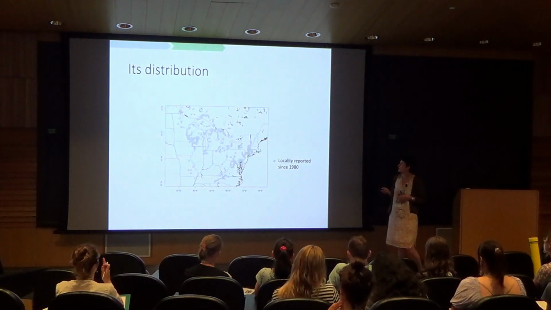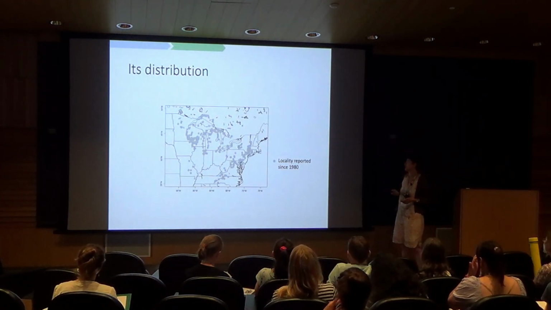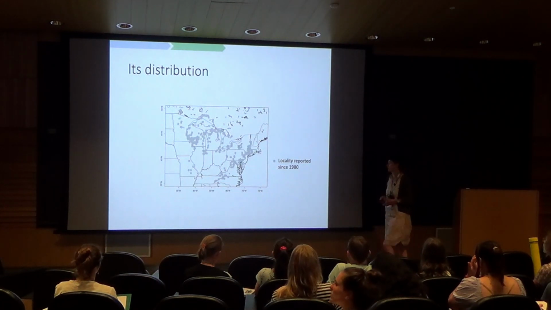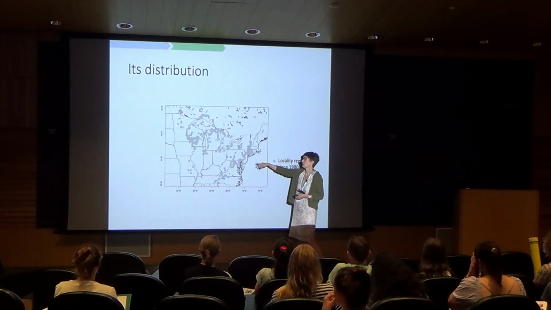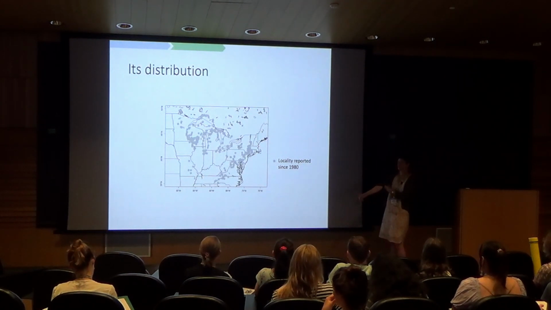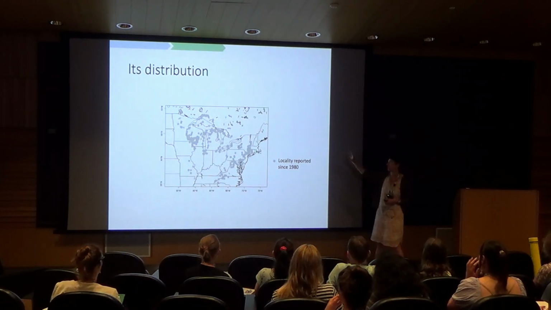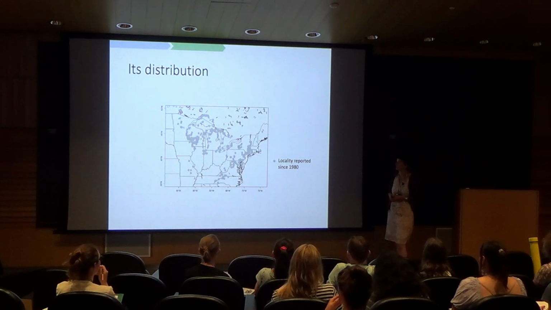And this is the distribution. It's a North American species. It occurs along the Appalachians here. So all the gray dots are localities reported since 1980. And then we see it occurring in the Midwest, in the Ozarks, in the South, and then the Great Lakes region in the north.